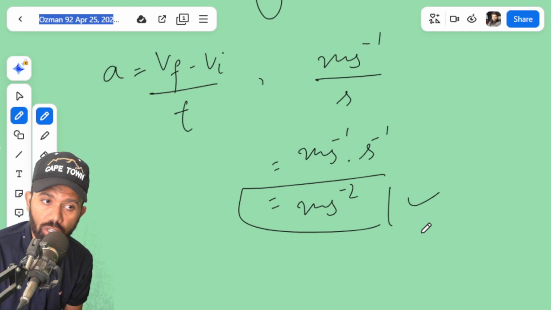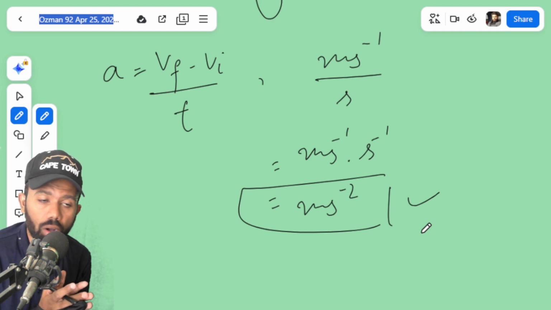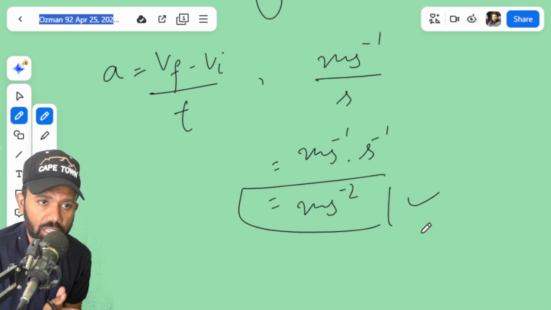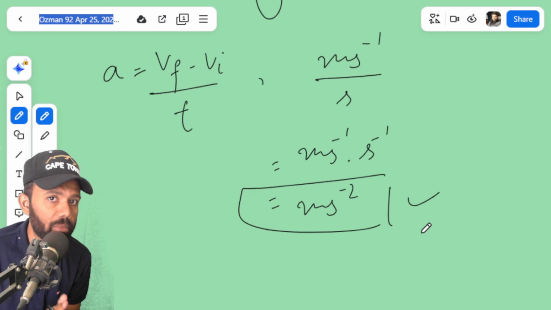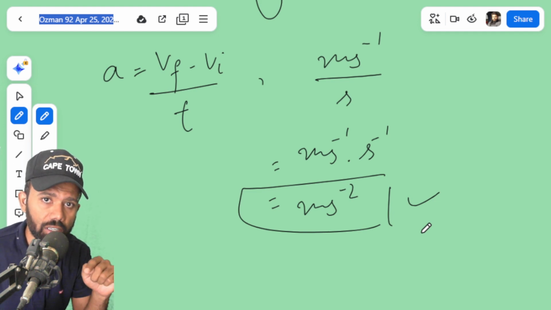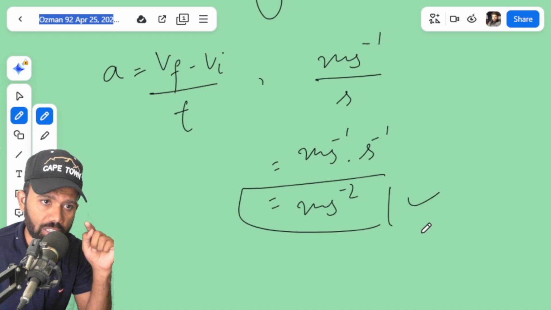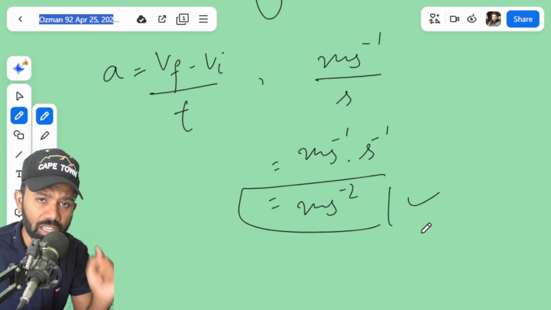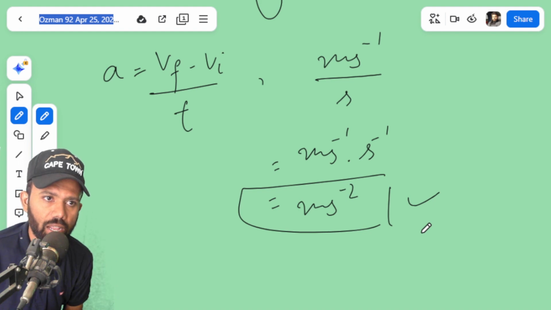And the final question is whether acceleration is a scalar or a vector. I'm leaving this question for you. If you know the answer and you have the correct idea about acceleration, whether it's scalar or vector, you can answer me in the comment section. I'd be very happy to hear from you.